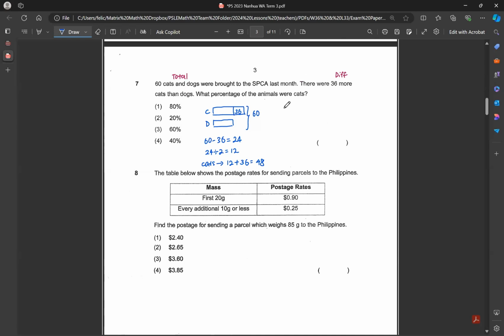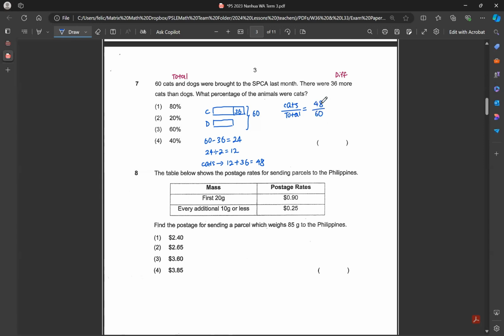Okay, so the fraction I want is cats over the total animals, because they ask you what fraction of the animals. Of the animals means total animals at the denominator. Cats obviously is at the numerator. All right, so cats will be 48. Total animals, we know it's 60.